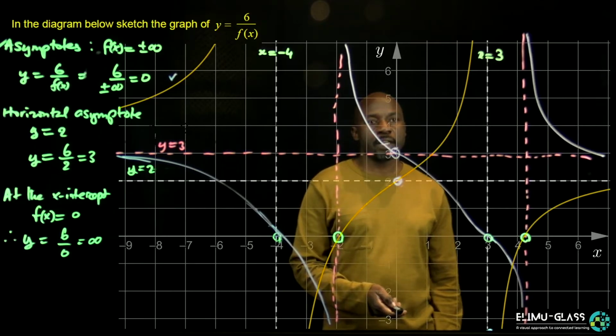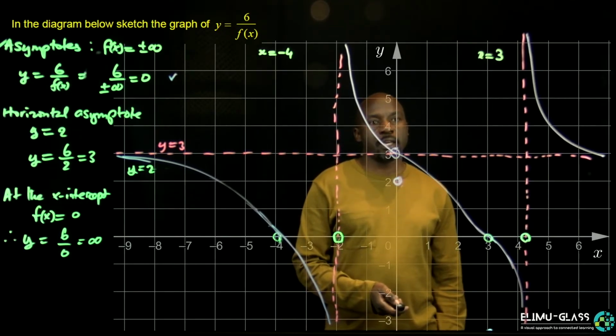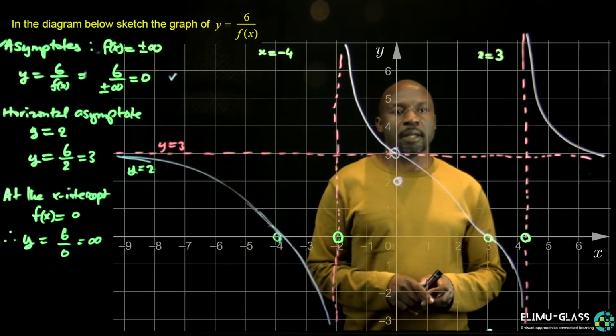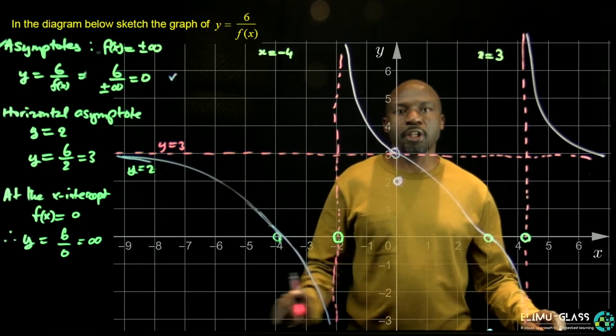There we go. So that's the two graphs together. This is the reciprocal function without the other graph impeding. Okay, so that is what was expected out of this question.